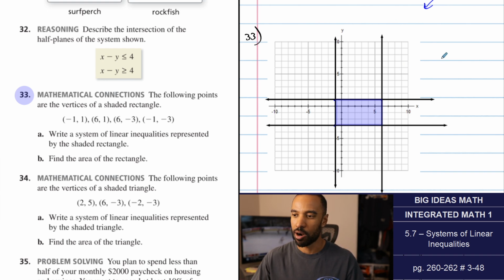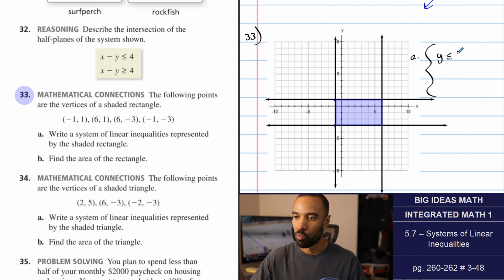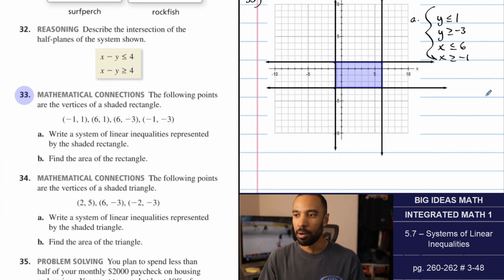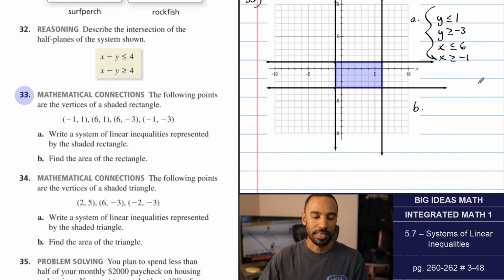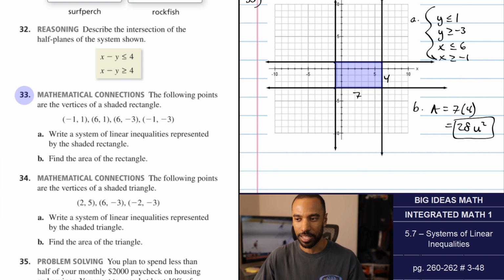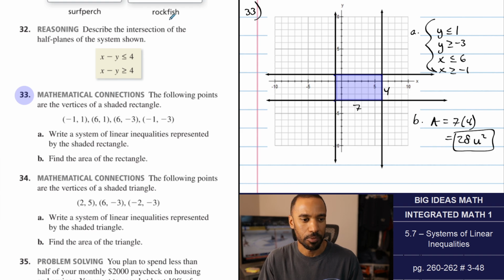So our system, this is part A. Our system, to me, there's 4 inequalities to mention. Y is less than or equal to 1. Y is greater than or equal to -3. X is less than or equal to 6. X is greater than or equal to -1. Those are my 4 that I'm going to be writing for those ones. Part B asks what? Find the area of the rectangle. Well, 1, 2, this is 7, and this is 4. So area is 7 by 4, which is 28 square units. I don't really have anything to say on that one. Doesn't really have to do with inequalities. So done with that one.